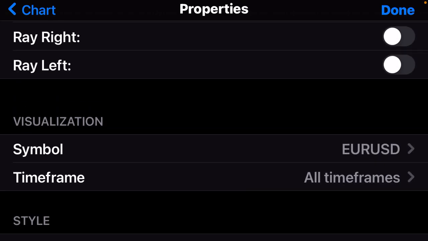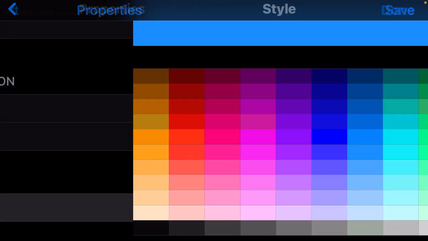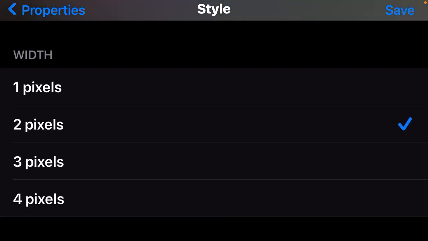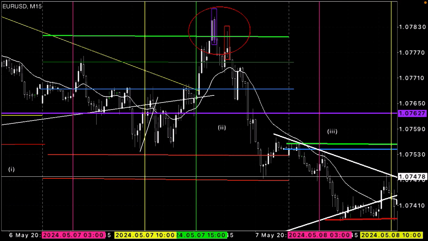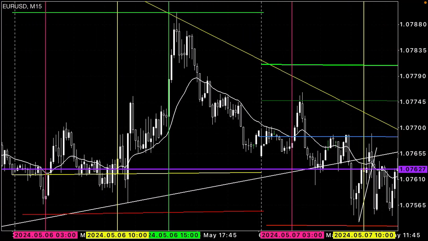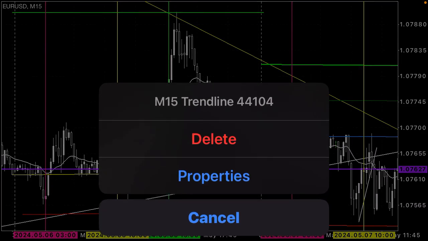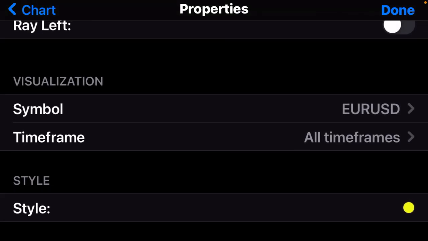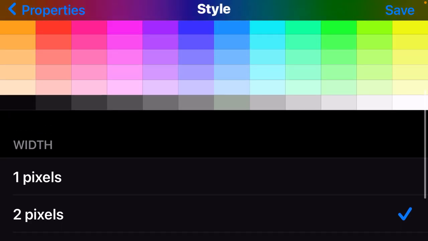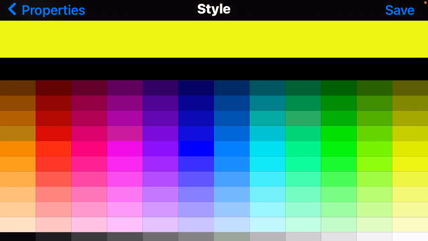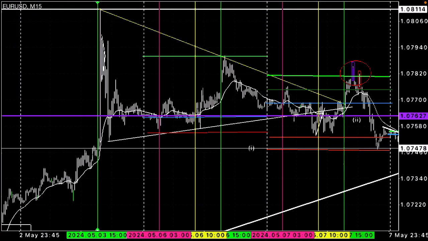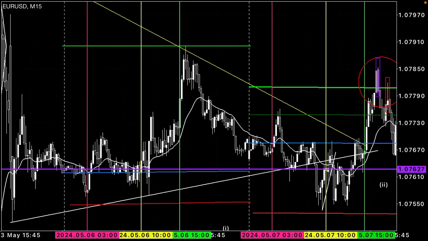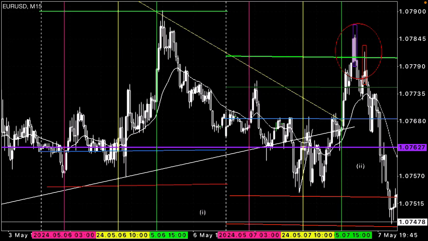It doesn't allow a dot, it only allows the size of the width of the pixel. So there's that. Change the property on this yellow one to light blue. There. There's price now. Light blue.